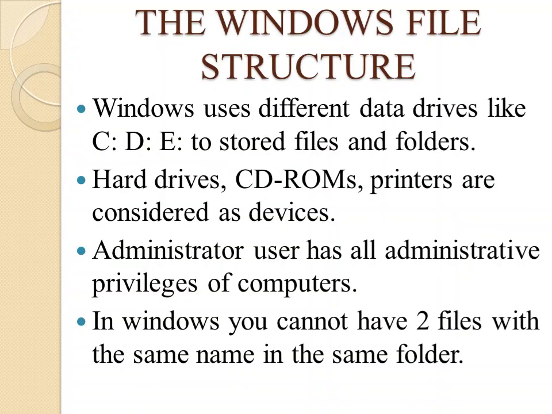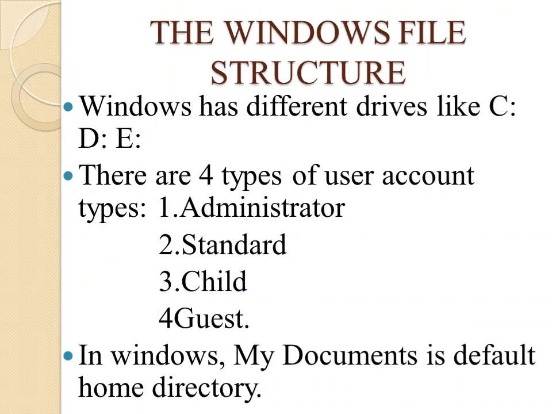The Windows file structure. Windows uses different data drives like C, D, E to store files and folders. Hard drives, CD-ROMs, printers are considered as devices. The administrator user has all administrative privileges of the computer. In Windows, you cannot have two files with the same name in the same folder. Windows has different drives like C, D, E.